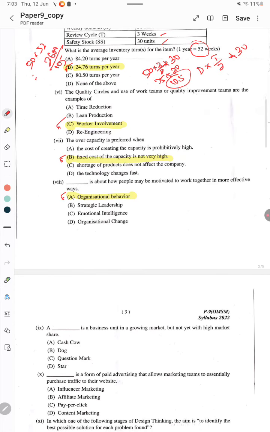And then question number 9. A dash is a business unit in a growing market, but not with a higher share. According to the Boston matrix, high growth rate and low market share means that is a question mark. Answer C is the correct answer. Please make note of it.